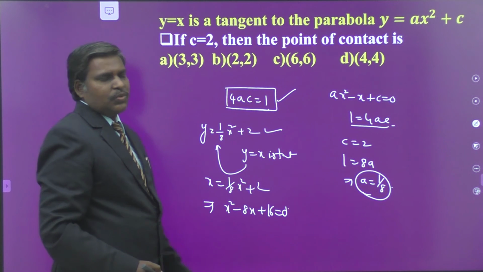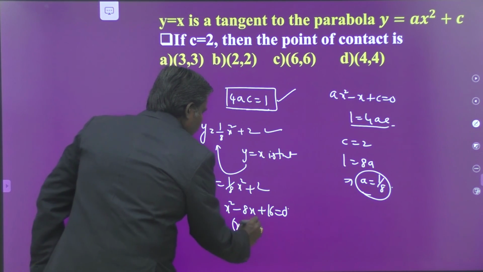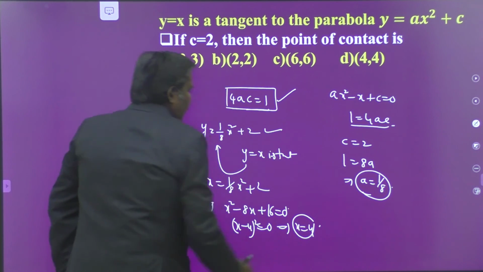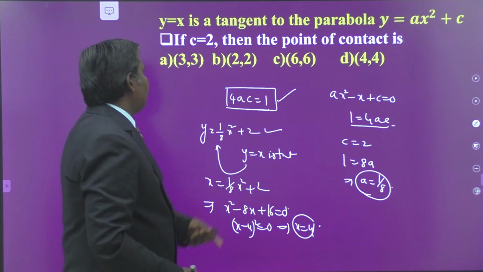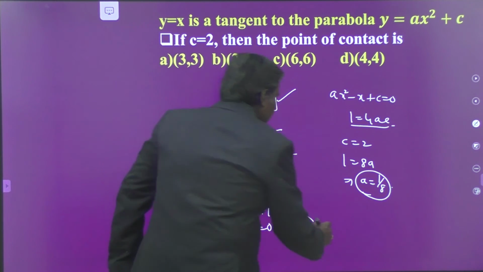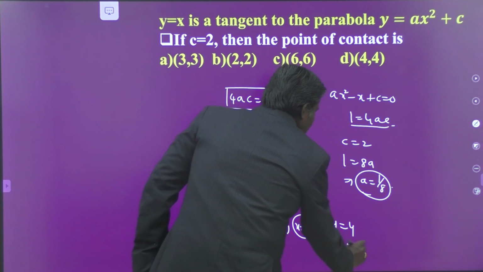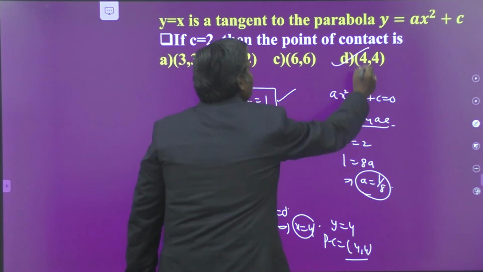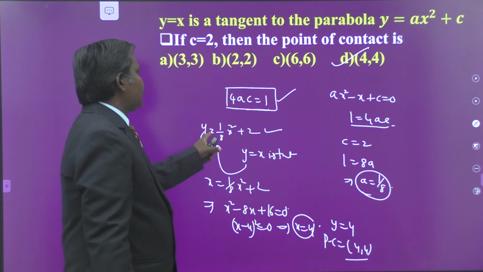Clearly b square minus 4ac must and should be 0, or you may write x minus 4 whole square equal to 0, which implies x equal to 4. So the x coordinate of the point of contact is 4. On substituting in the line y equal to x, we obtain y is also 4. So you get the point of contact as 4 comma 4, my dears. Option D is correct.